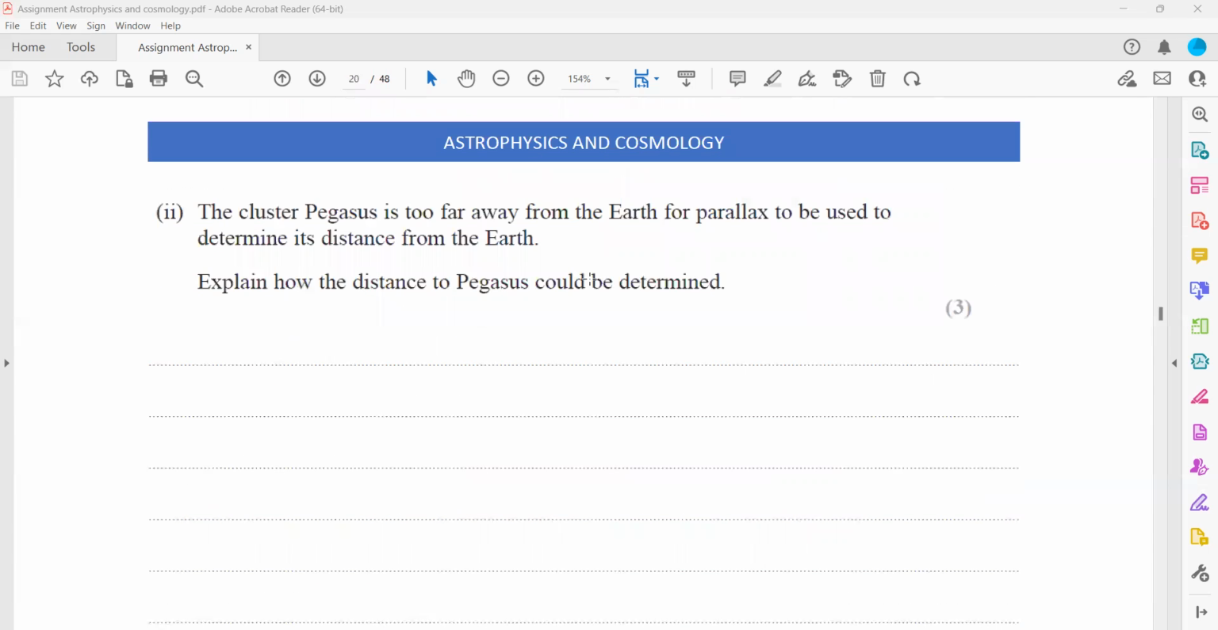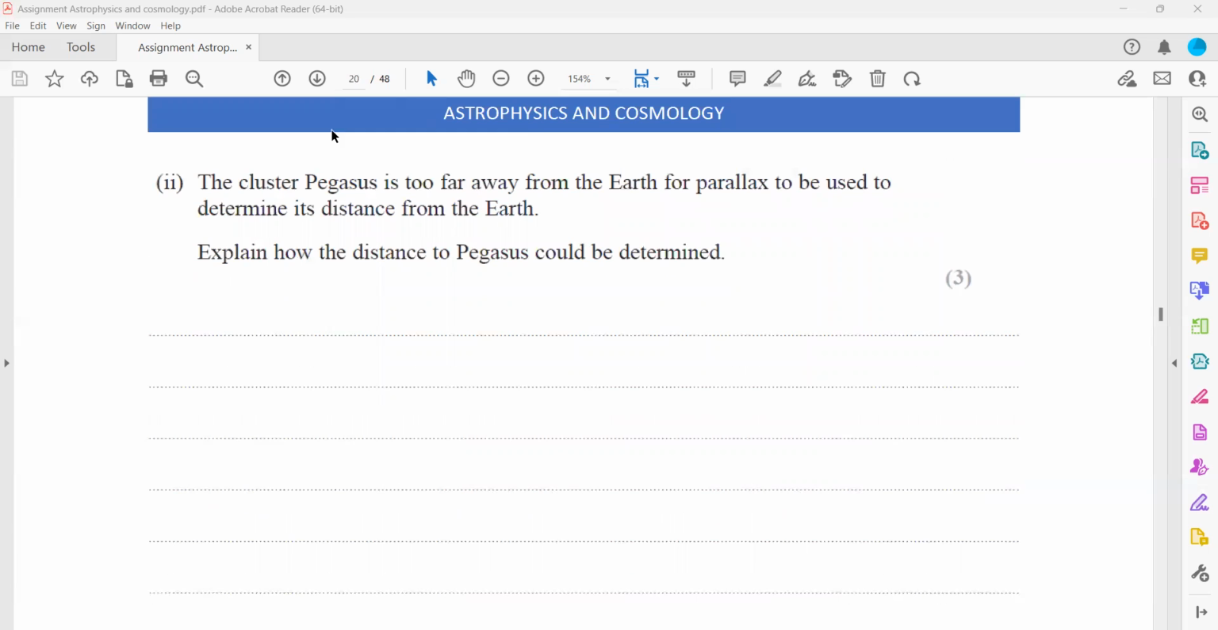The cluster is too far from Earth for parallax to be used. Determine how the distance could be determined. How can we determine the distance of the stars or galaxies which are far from us? We cannot use trigonometric parallax. So first, we determine the redshift, which they already mentioned. So what else can we consider? We can also consider them as a standard candle.